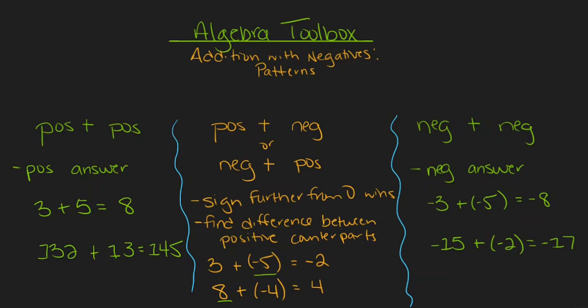so that tells me that positive 4 would be the answer to this addition problem. In fact, what we can see is when we start with a positive number plus a negative number, it actually works the same way as subtraction, so we can also think of this as 8 minus 4. These patterns can be really helpful in solving addition problems with positive and negative numbers.